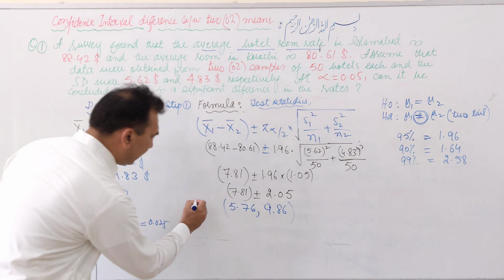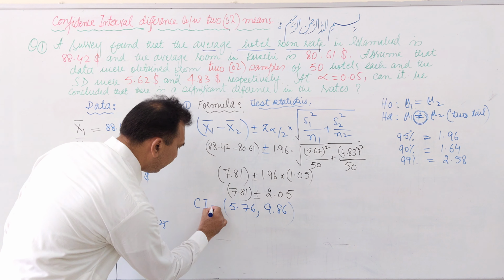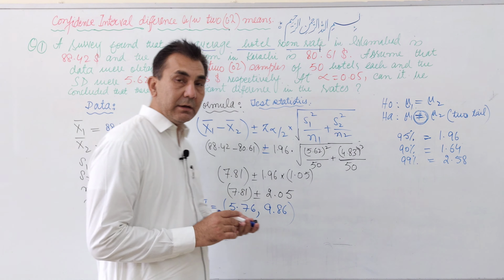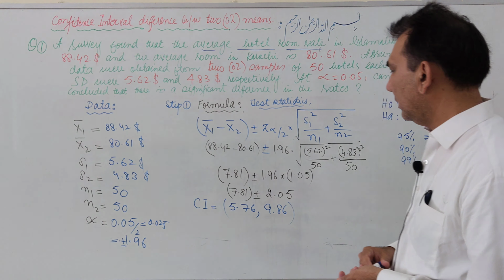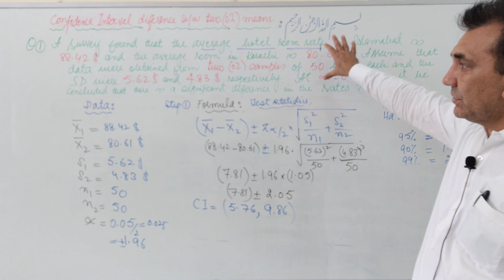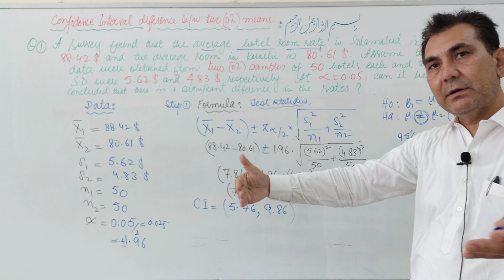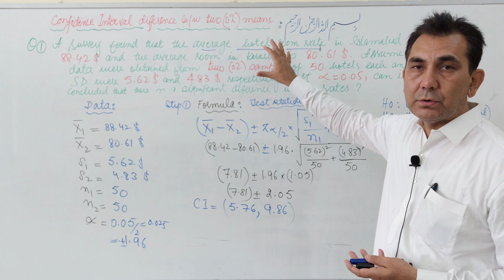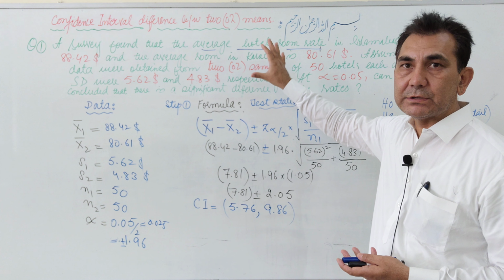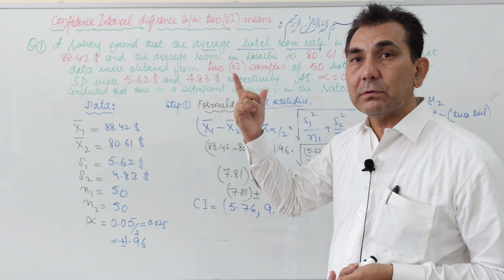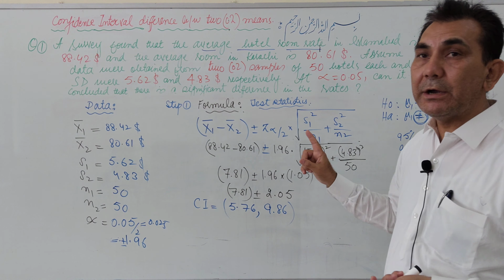Now this is the value of the confidence interval. Okay. Now in the previous lecture, what did we calculate? We calculated the z calculated value regarding the difference of the two sample means or population means. The result of the z calculated value came out to be 7.44.